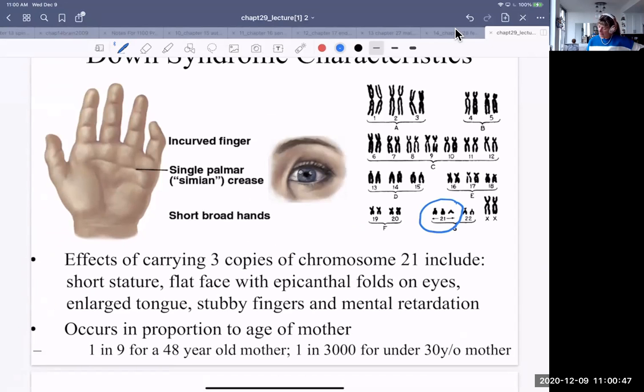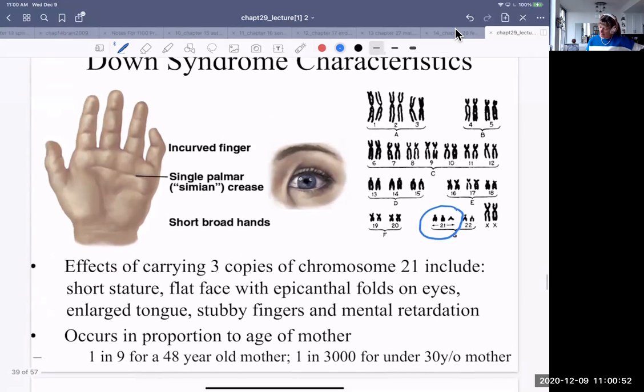That can result in some recognizable features of Down syndrome: shorter stature, flattened facial features, epicanthal folds on the eyes here, enlarged tongue, shorter fingers, and mental retardation. It occurs in proportion to the age of the mother. So approximately 1 in 9 for a 48-year-old mother, 1 in 3,000 for under 30-year-old mother.